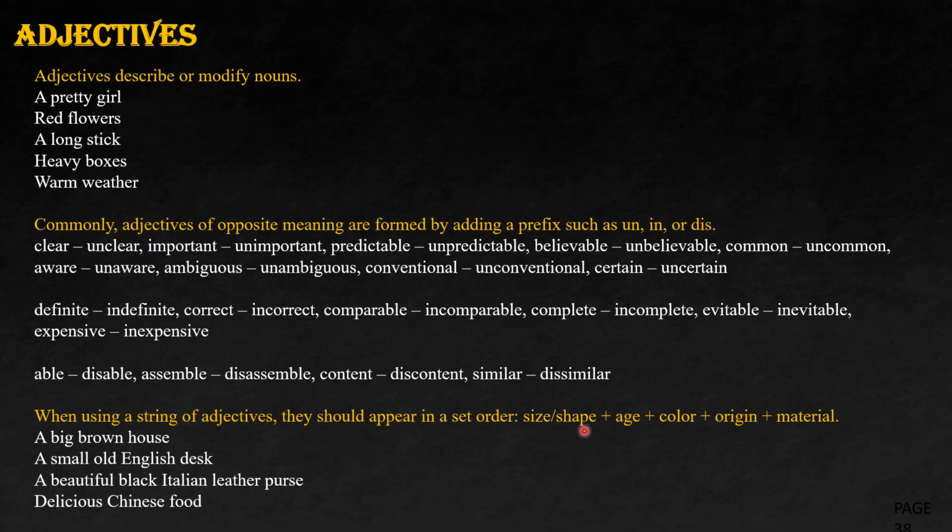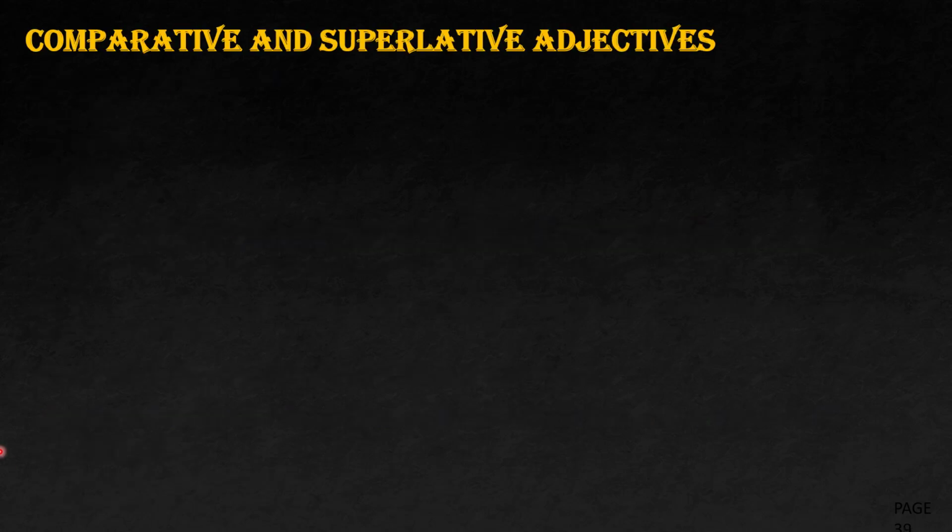Okay, now when you want to create sentences using adjectives, they should appear in the following order: first size or shape, then age, then color, then origin and material. For example, a big brown house. Okay, color is here. The last one is the material or origin. A small old English desk. A beautiful black Italian leather fur. Delicious Chinese food. Likewise, we can form the sentences.